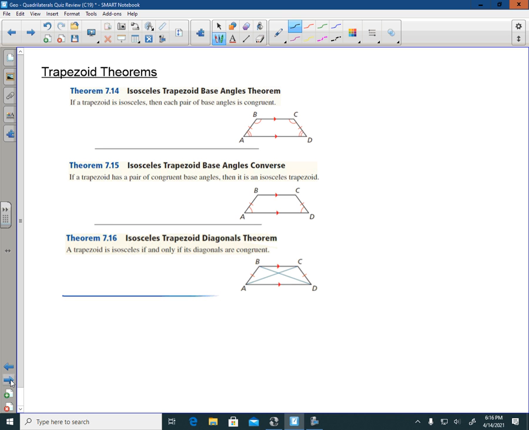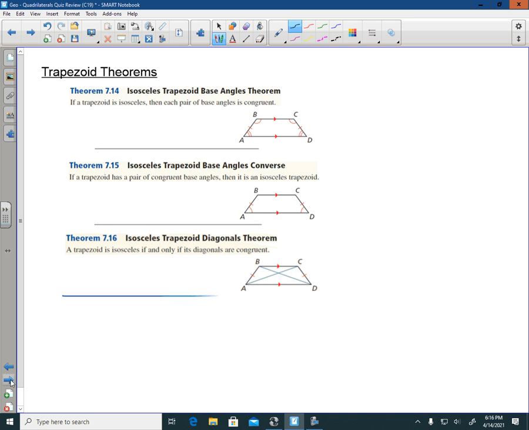All right, this was our last stop, these trapezoid theorems. These were the last theorems that we got, I think, just most recently. And they all deal with isosceles trapezoids, which are a particular type of trapezoid where the legs are congruent to one another. If a trapezoid is isosceles, then each pair of base angles is congruent. And trapezoids are funny, they have two bases. Both sides that are parallel to one another are called bases, and the base angles are the angles on either side of the base. If a trapezoid is isosceles, then each pair of base angles is congruent.